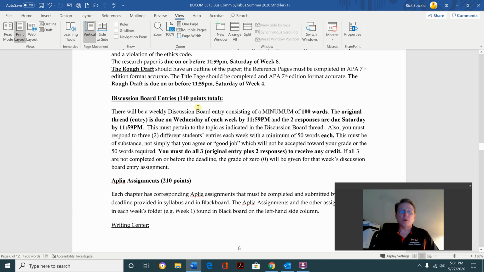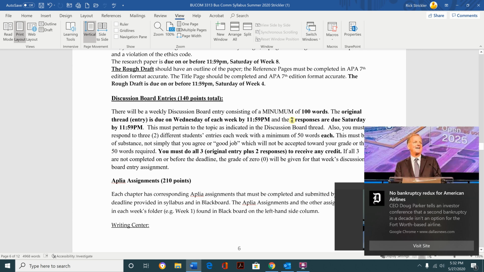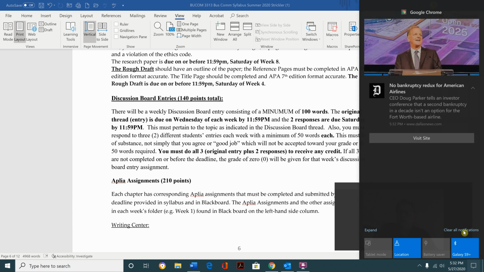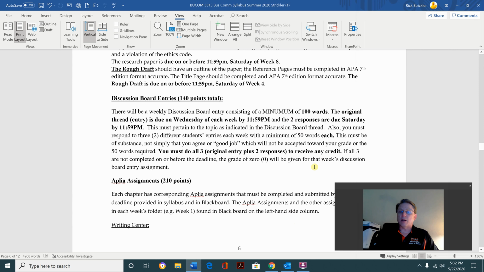Discussion board entry, 140 points. Go into the discussion, minimum of 100 words, original thread, which is due each Wednesday by 11:59, and then you have to respond to 2 different students' initial entries by Saturday 11:59. So every Wednesday by 11:59 p.m. your initial entry is due, and then every Saturday 11:59 p.m. 2 responses are due, to 2 different classmates. Okay, so a total of 3 is needed.